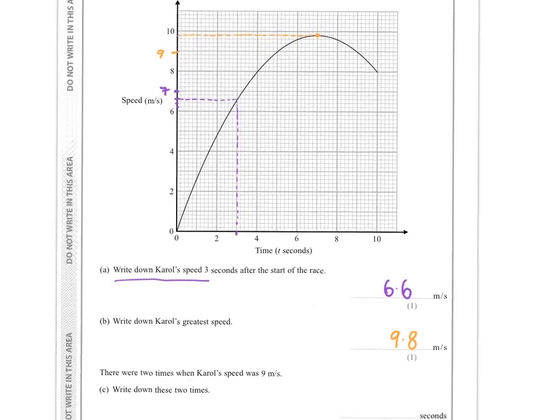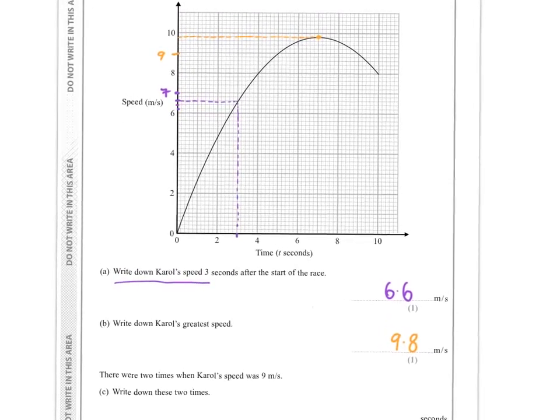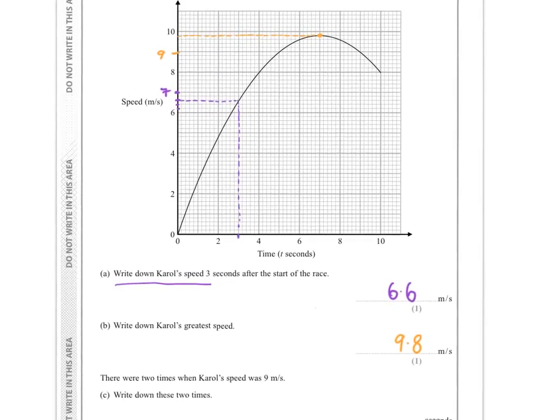The next part of the question says there were 2 times when Carol's speed was 9 meters a second. Write down these 2 times. Well, if we just draw a dotted line at 9 meters per second, then we can see it hits the graph here at this time, which is quite clearly 5 seconds, and then it also hits the graph here, and if you read down you can see this is 9 seconds. So 5 and 9 would be the answer.